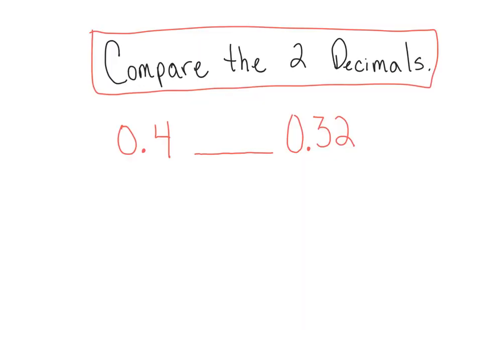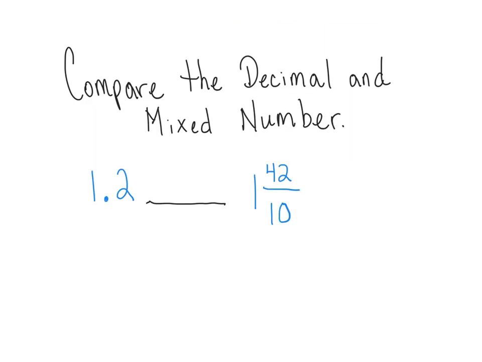Okay, problem number 1. Compare the two decimals. 0.4 is greater than or less than or equal to 0.32. 4/10 is greater than or less than or equal to 32/100. Okay, second one. Compare the decimal and the mixed number. Okay, so we got 1 and 2/10, and then we have 1 and 42/10. Okay, so be very careful. Got to pull out those wholes like we did in the fraction unit. Pull out those wholes, and don't forget that it's attached to a 1 whole. Okay, and then see who's bigger.